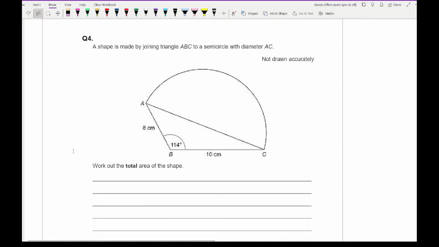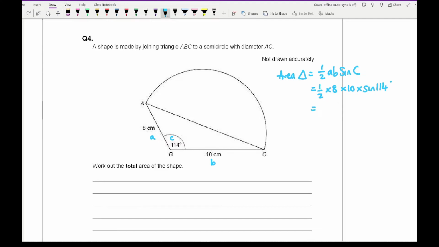Moving on to question 4, it says that a shape is made by joining a triangle ABC to a semicircle with diameter AC. Work out the total area of this shape. As you can see, we've got two shapes here, the semicircle and this triangle. I don't know the perpendicular height of the triangle, so first I use half ab sine C. C is 114 and a and b are 8 and 10 respectively. So we've got a half times 8 times 10 times sine of 114.